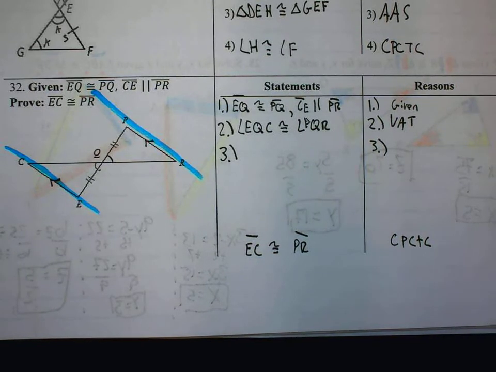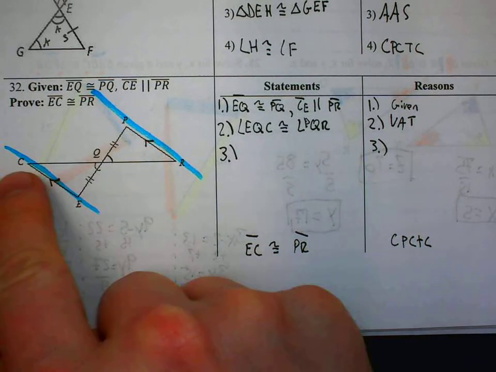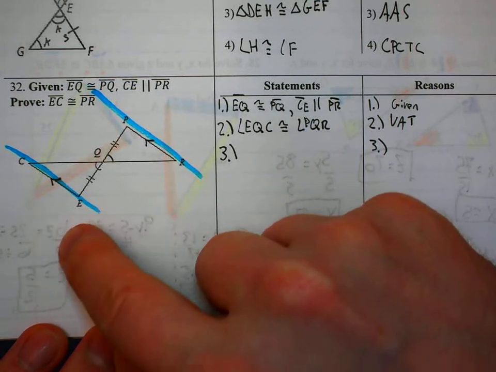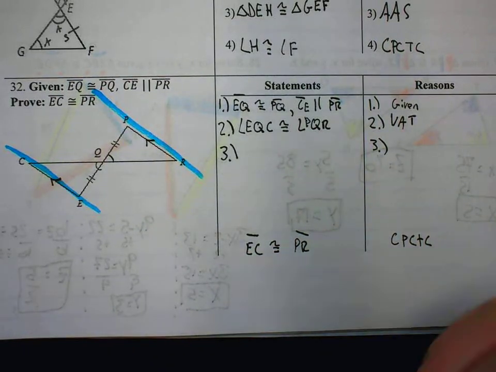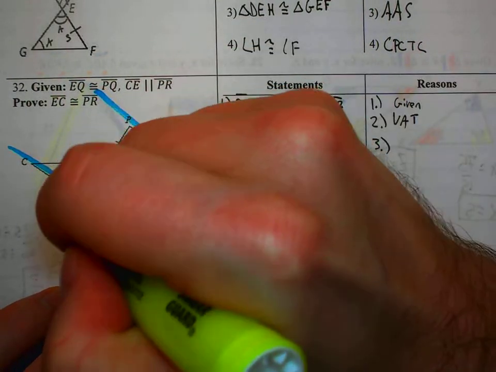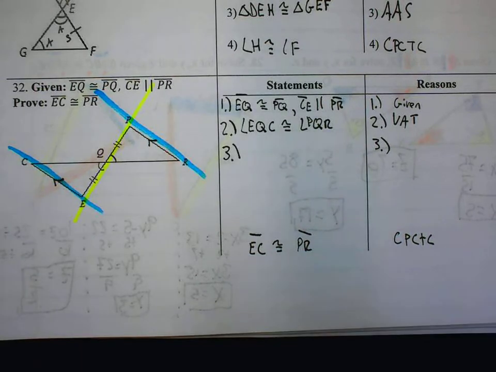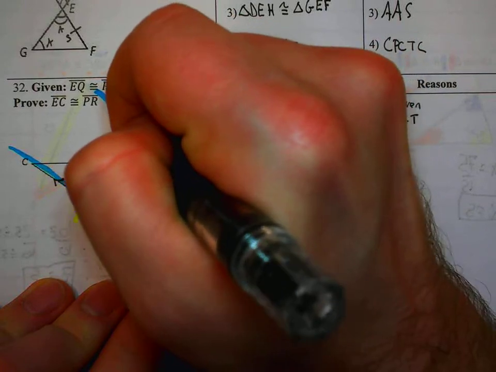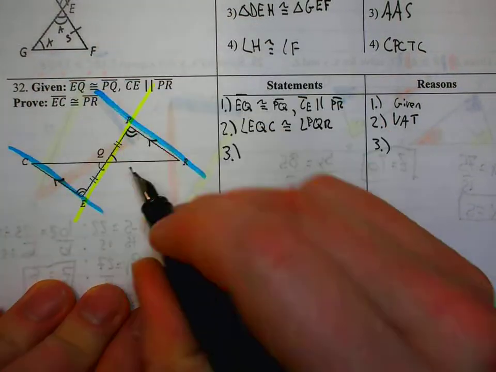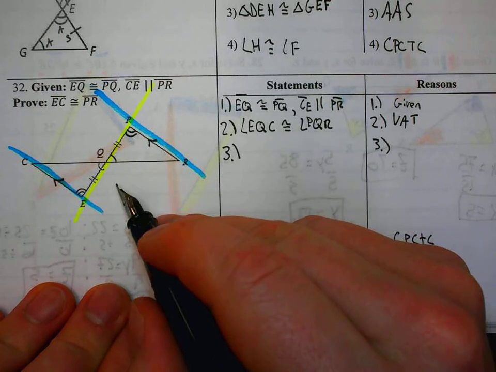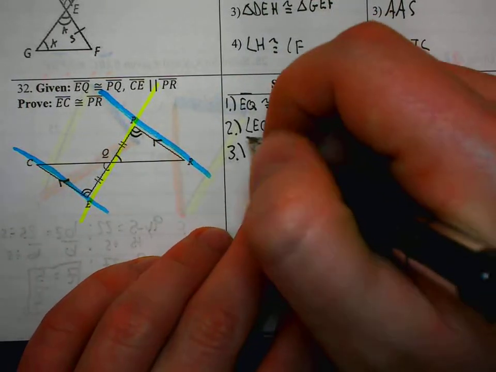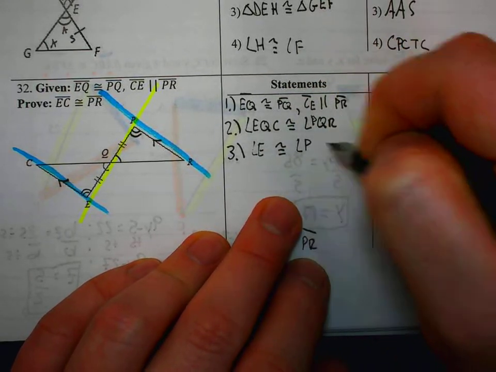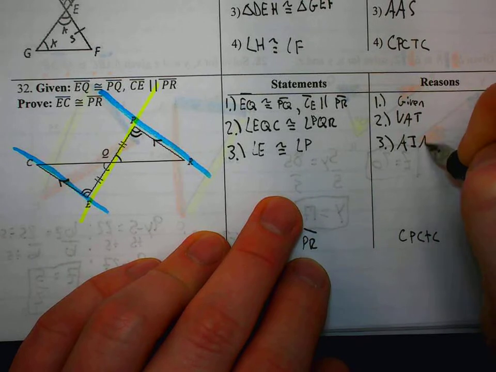I need a transversal, and a transversal's got to be a part of both triangles. CR could work as a transversal because it is in both triangles. EP could also work as a transversal. You can use either one. If I choose EP as my transversal, I can mark these angles congruent because they're alternate interior. They're inside the parallel lines, but on opposite sides of the transversal. So I would say angle E is congruent to angle P by alternate interior angles theorem.